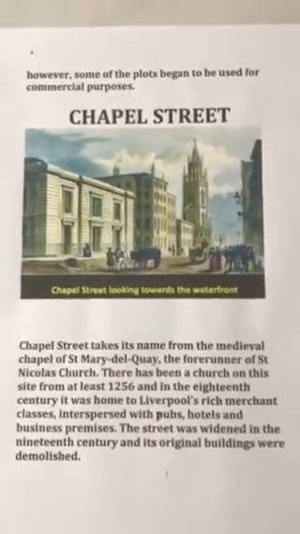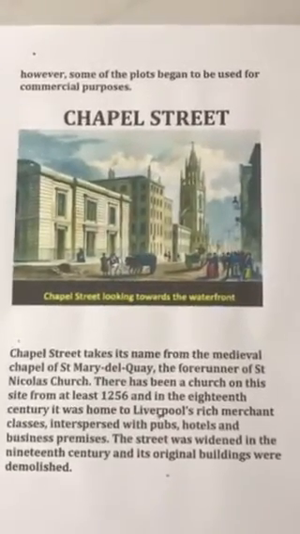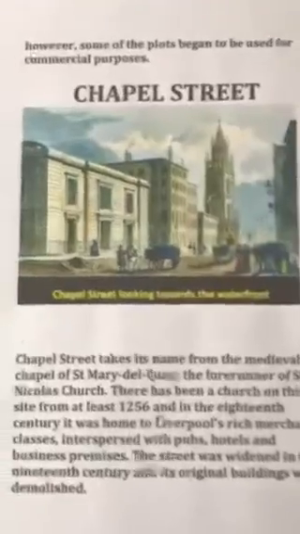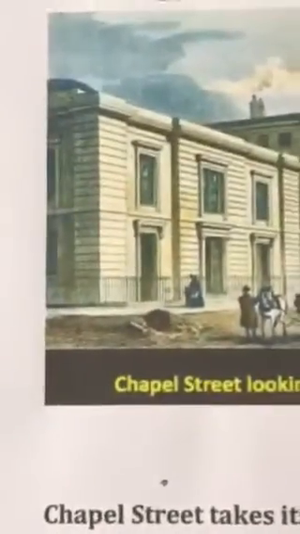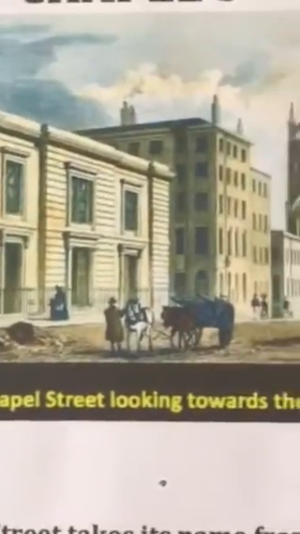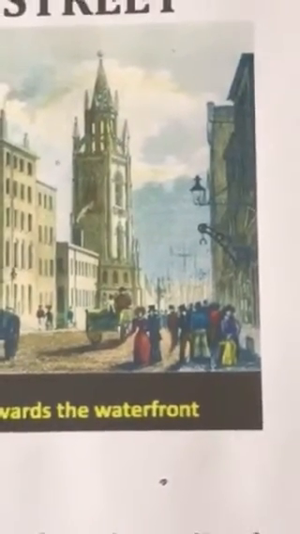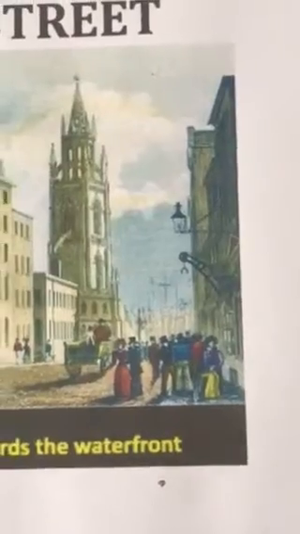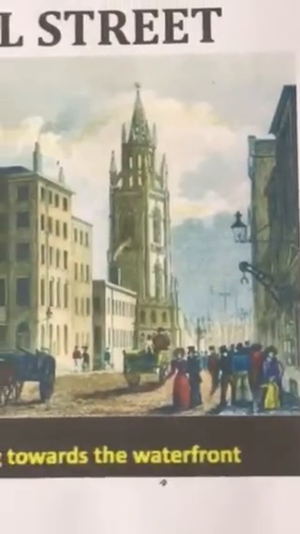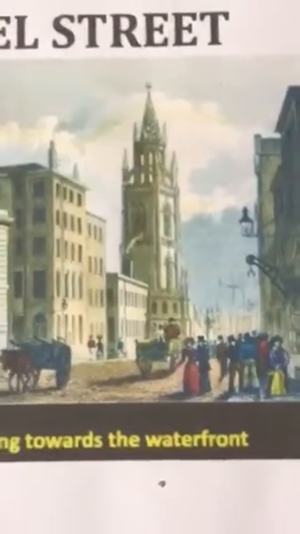Then we come to the next street, one of Liverpool's seven original streets, Chapel Street. So there's Chapel Street here, an artist's illustration, looking towards the waterfront, what was known as George's Dock, which is now the Pier Head, the Three Graces, and that's the famous St Nicholas Church, still there today. So we zoom out again.